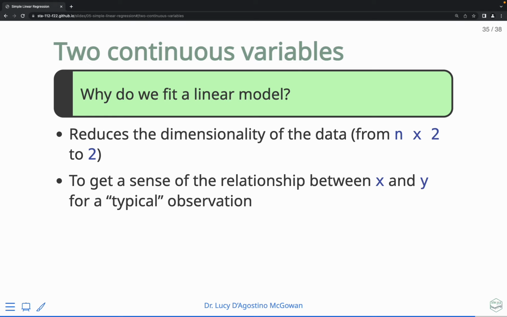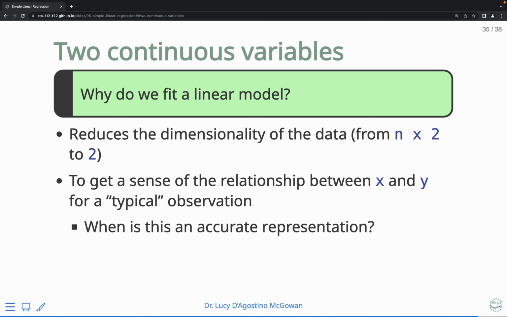And then similar to the mean, to get a sense of the relationship between x and y for a typical observation. And so when is this going to be an accurate representation of that information? When is a linear model going to be an accurate representation of the relationship between x and y?